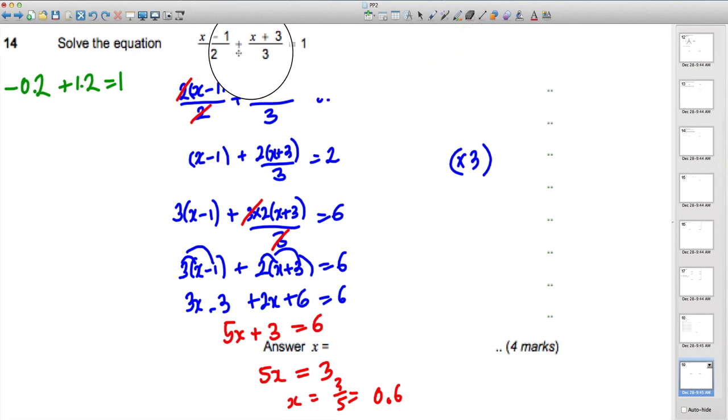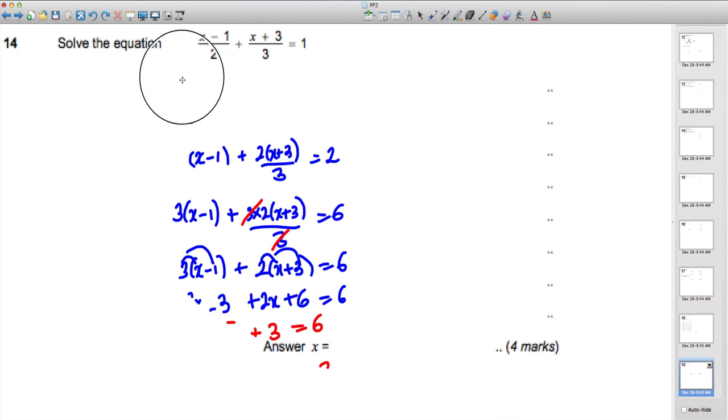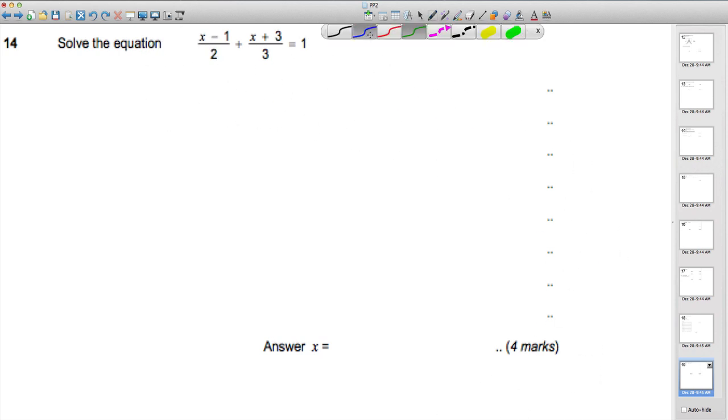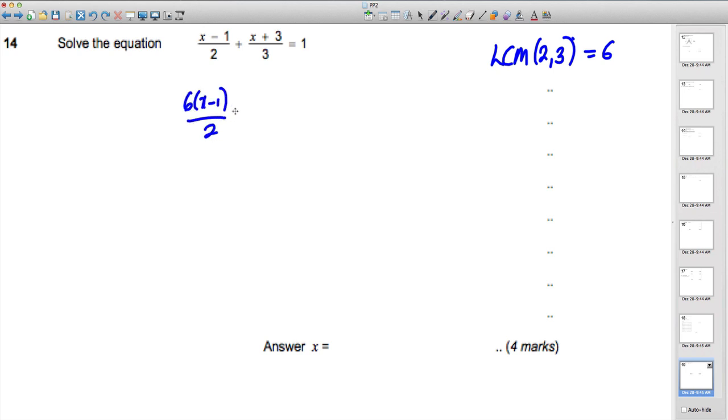Now, I just want to take a moment to show you potentially a quicker way of doing this. If you have 2 fractions on the bottom here, you could multiply everything by their lowest common multiple. The lowest common multiple of 2 and 3 is 6, the smallest number that they both go into. Multiply everything by 6 in one go. That would be 6 times (x minus 1) over 2 plus 6 times (x plus 3) over 3 is equal to 6.